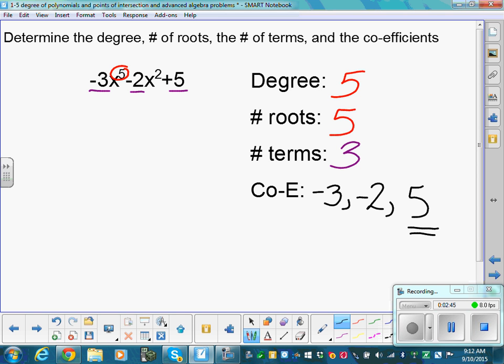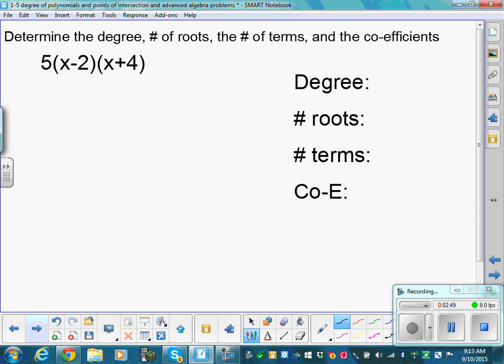Okay, pretty easy. Let's do one that takes a little bit more than that, and I'll set you free to work. So it says determine the degree, the number of roots, same thing we did in the last one, the number of terms, and the coefficients. So this one is 5 times x minus 2 times x plus 4. Now, we've got to actually go through and think about this one before we can get degree, roots, terms, and coefficients easily like the other one. I prefer to just multiply it out instead of try to make guesses and do it in my head. That's just me, though. But I really think most of you will need to multiply this out.